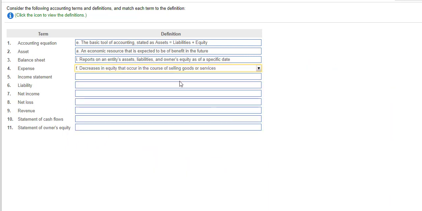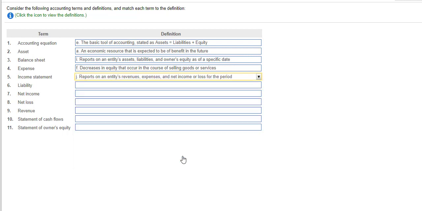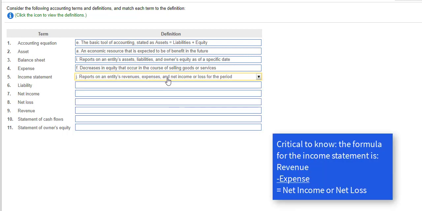Now let's talk about the income statement. Another very critical vocabulary term. An income statement is a report that shows the company's revenues and expenses and net income or net loss for the period. So basically, it's showing if the company had a profit or a loss.